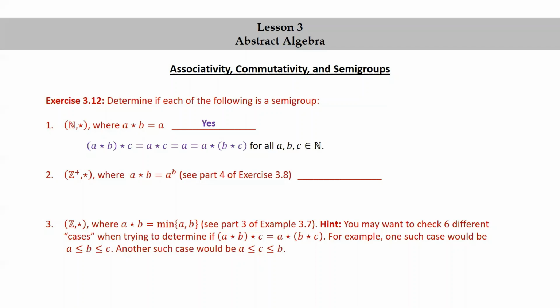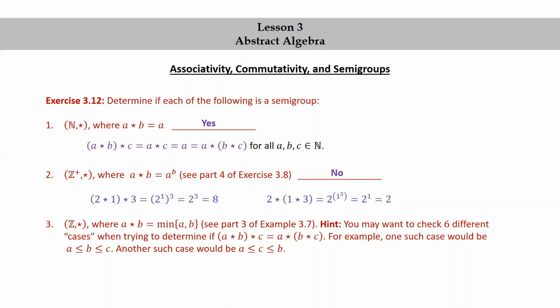Second one, the set of positive integers together with star, where a star b is equal to a to the b, meaning multiply a by itself b times. The answer here is no. Let's look at a counterexample. (2 star 1) star 3, that's (2 to the 1) to the 3, which is 2 to the 3, which is 8. Whereas 2 star (1 star 3) is 2 to the (1 to the 3), which is 2 to the 1, which is 2. We got two different answers.